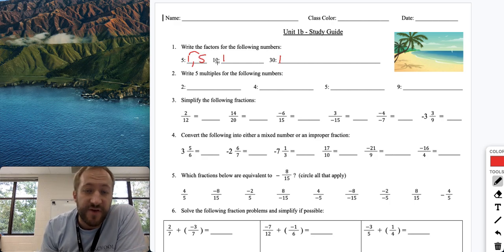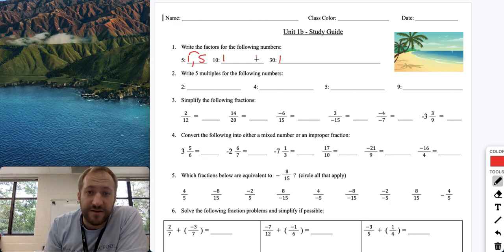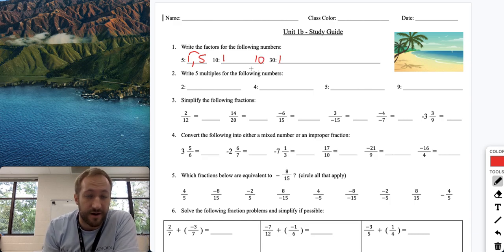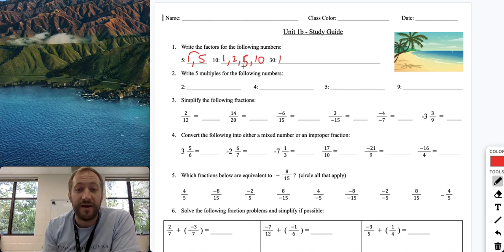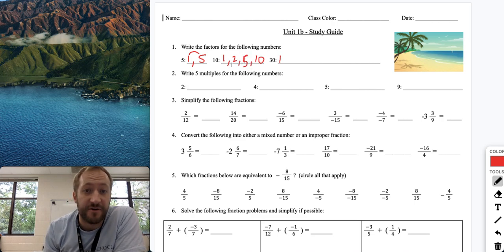Let's look at the next one. Factors of 10, I got 1 and 10. Notice how I always write them in pairs. It makes it a little easier, that way I won't forget any of them, all right? And then I got 2 and 5. And there are no others. Those are the only factors of 10.